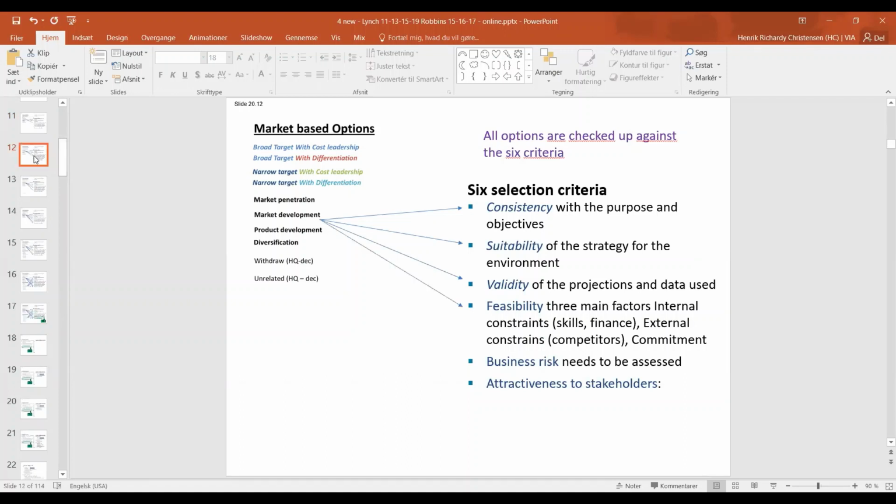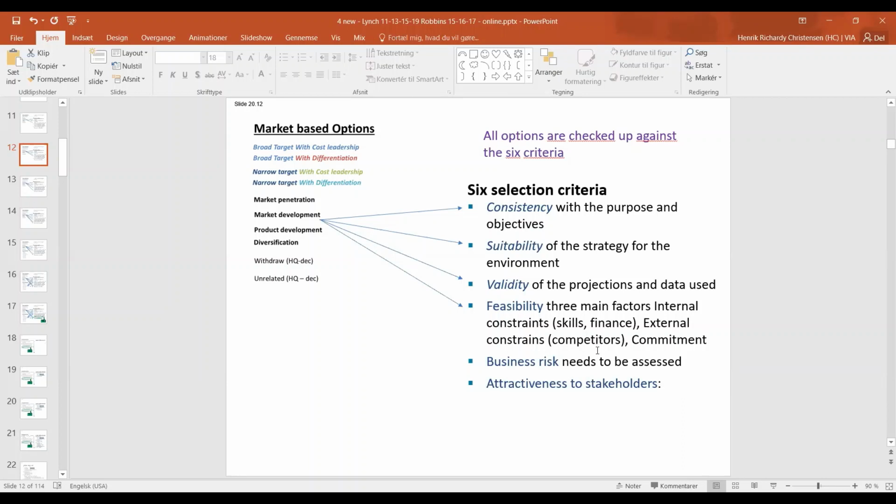Then we would also have to check out this market development option, if it's feasible, with three main factors, namely internal constraints consisting of skills and finance. It simply means if we want to develop our sales into a new market, do we have the skills and the finance to do it? What about the external constraints? What about the competitors? If we want to go on with developing ourselves into a new market, is that even possible given the competitive situation?